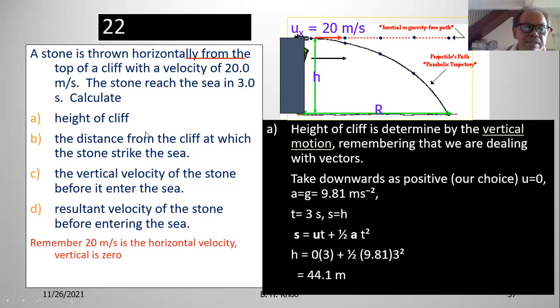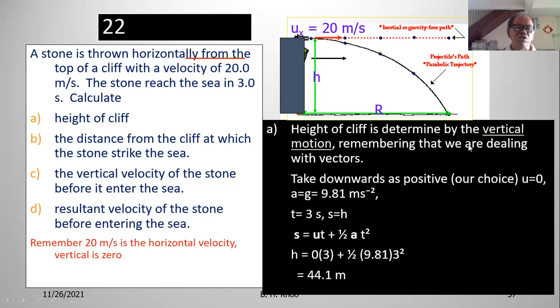Next, we want to find the distance from the cliff at which the stone strikes the sea. And then the vertical velocity of the stone before it enters the sea, and the resultant velocity of the stone as it enters the sea. You're looking at the vertical component before it enters the sea, and also the resultant velocity.